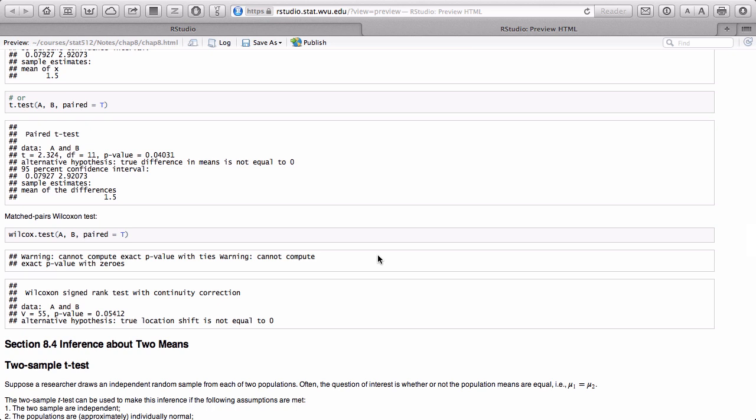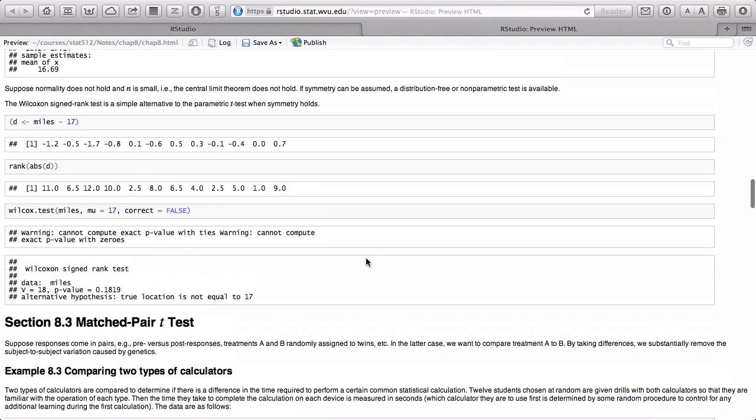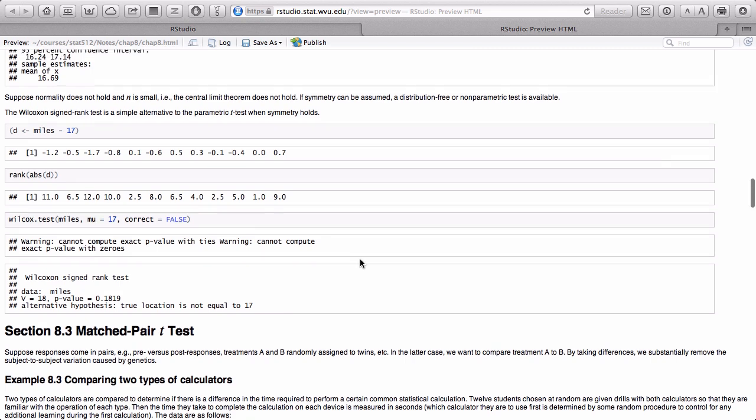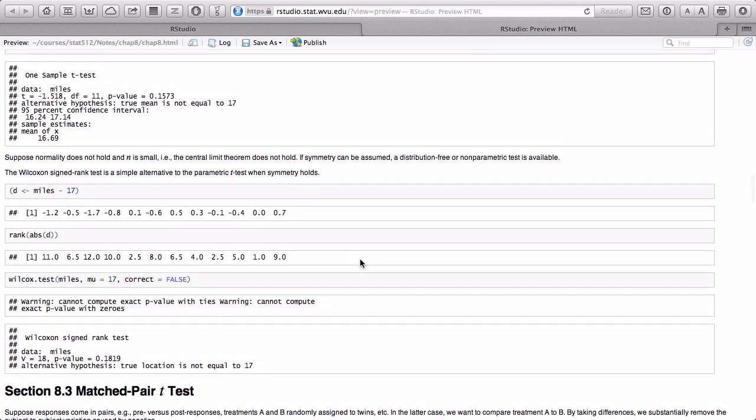Now I meant to mention previously in the one sample case, if you compared the p-values, the t-test has a p-value of 0.157, whereas the Wilcoxon is 0.181. In other words, the p-value is slightly bigger, but they're close. So there's not much difference in the two tests in terms of the p-value. They're both giving you essentially the same answer.